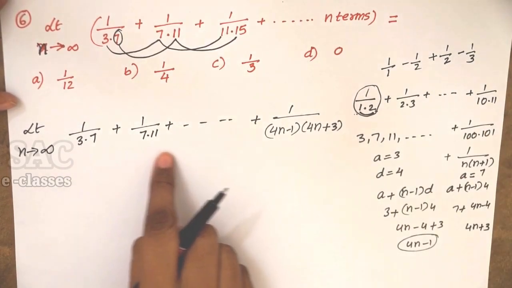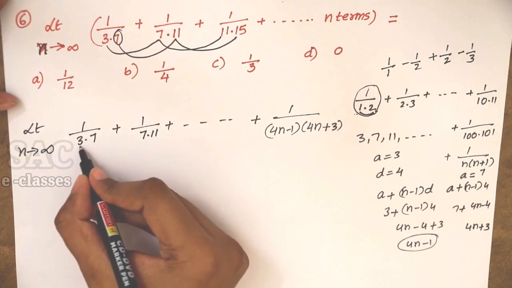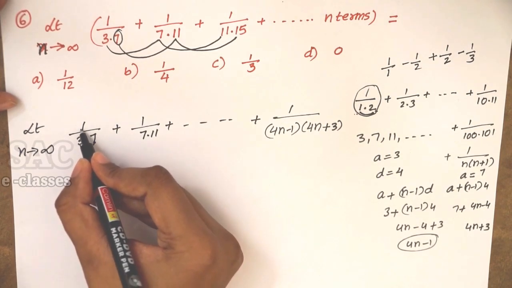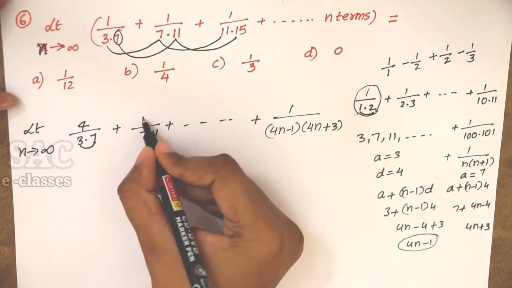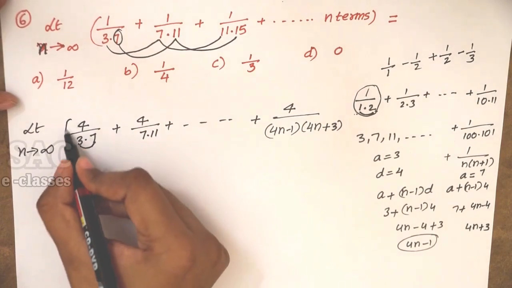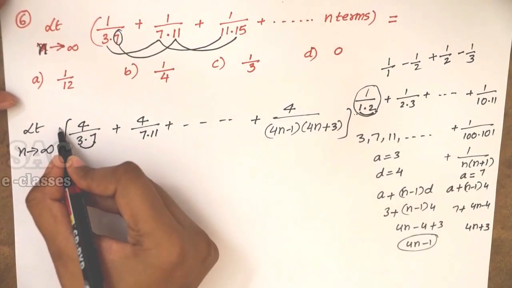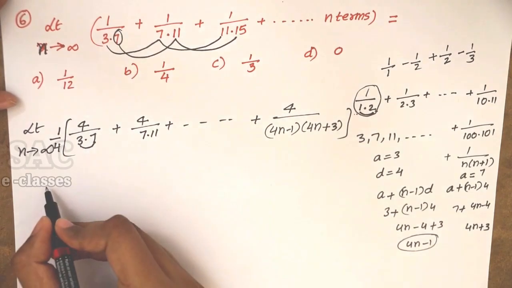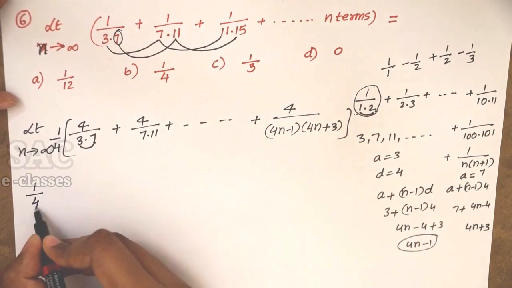But can we split this one like that? No, because the gap between them is 4. We are having 1. So can we make it 4? Yes. But can we make that anything 1 as 4? Cannot. That is why multiply and divide with 4. So now split it, 1 by 4, write it outside.